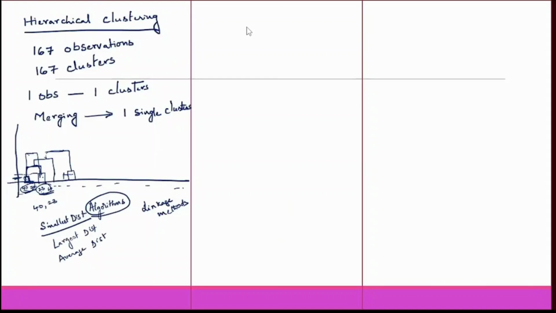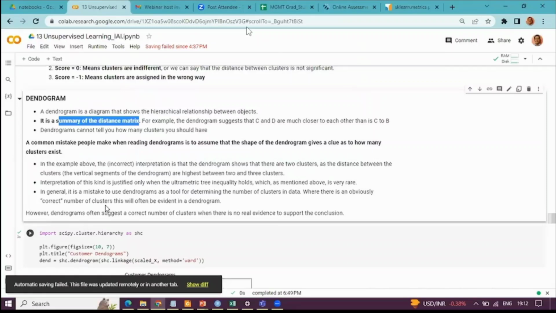And in some cases, there is a kind of Euclidean distance. So we have different such distance mechanisms. There is Ward's distance. So there are different kinds of joining mechanisms, or linkage mechanisms. A common dendrogram is a summary of the distance matrix. The dendrogram suggests that C and D are much closer to each other than C and B. So C and D are combined at the lowest height, and probably B would be joining them at a later point.